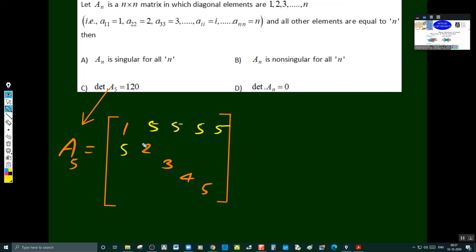Rachit, what he has given, yes, he said that all the remaining elements are equal to n. We are taking A5, so all the remaining elements become 5. So this is 5, 5, 5, 5.